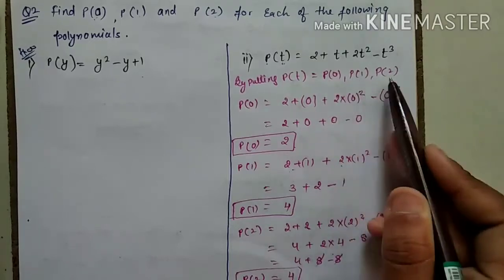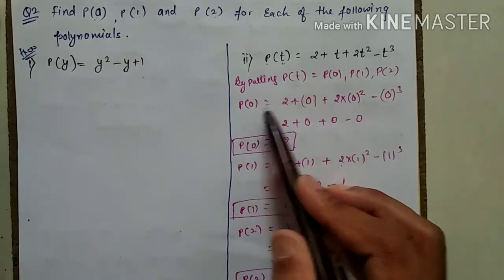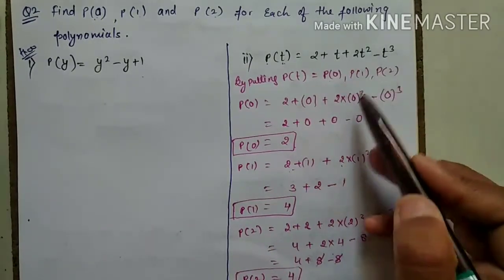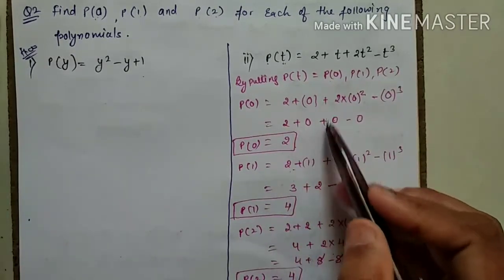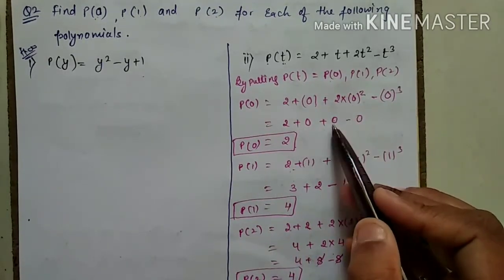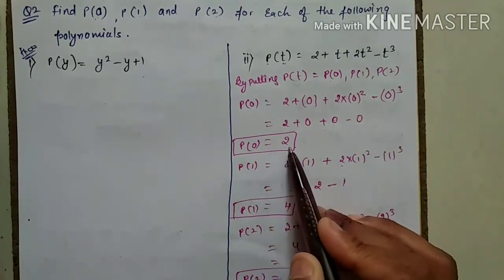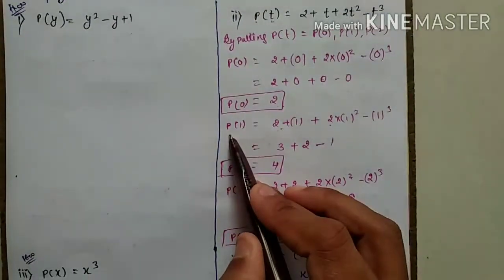p of 0, p of 1 and p of 2. In place of t, first I am putting 0. So 2 plus 0, plus 2 into 0 square, minus 0 cube. Just solve it. 2 plus 0 plus 2 into 0, it means 0. 0 cube is 0. So what am I getting? p of 0 equals 2. Is it clear?